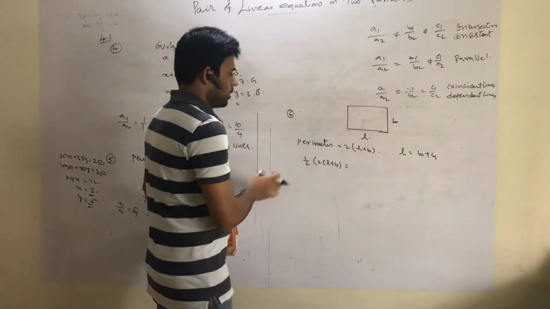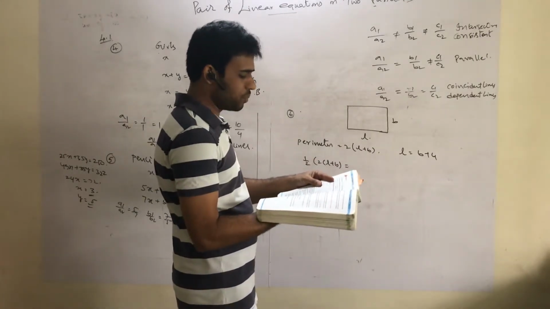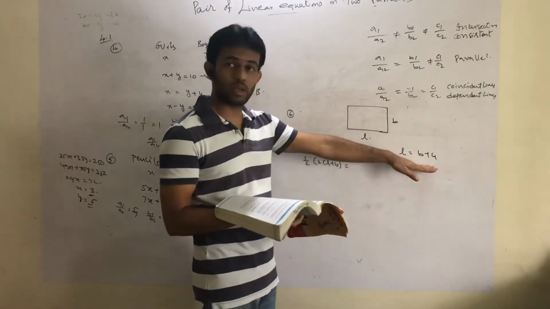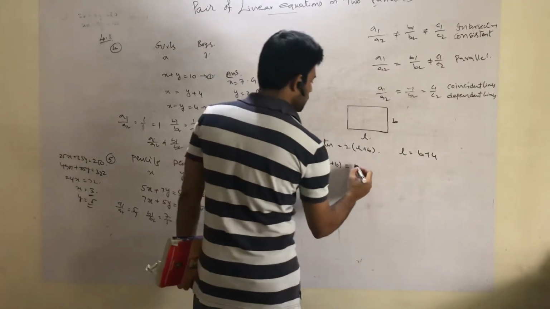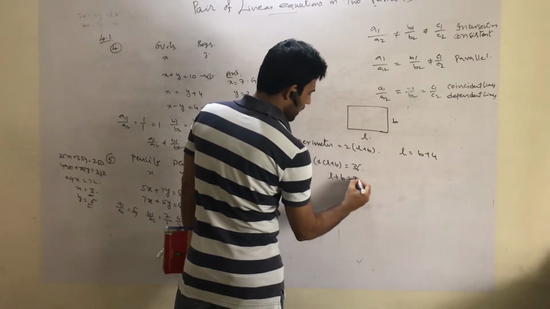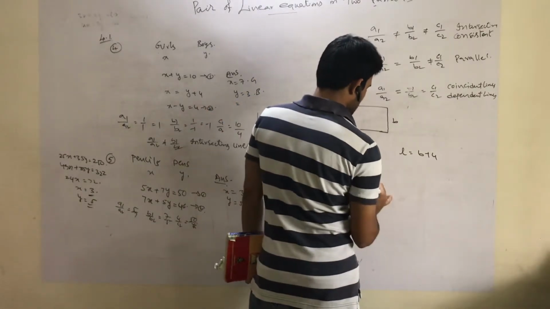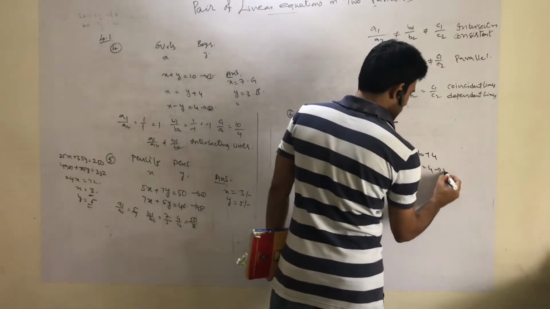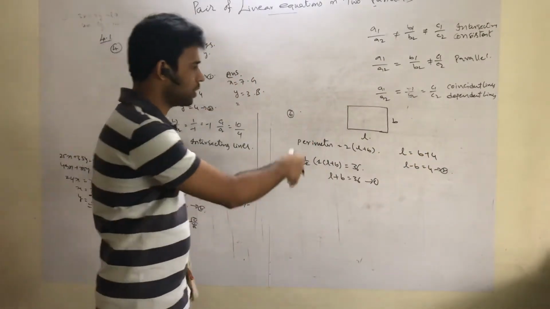And the perimeter also he has given. Half of the perimeter is 36 meters. So the 2 and the 1 by 2 cancel, and L plus B is actually 36. This is equation 1. The other equation, if I set it this way, becomes equation 2: L minus B equals 4. So there are two equations now.